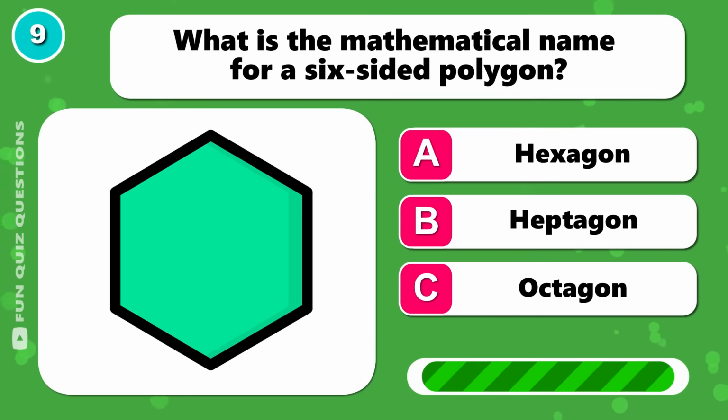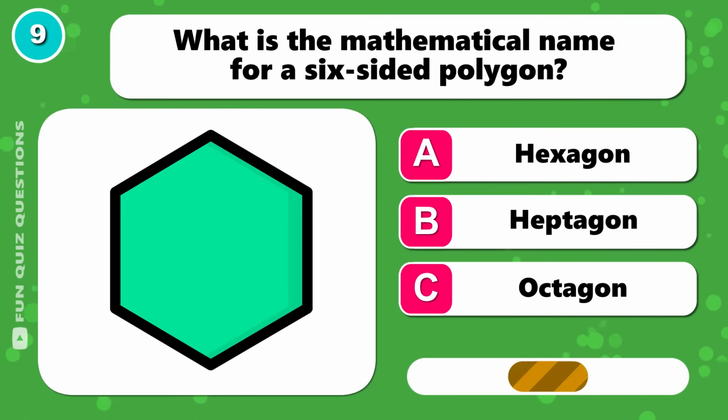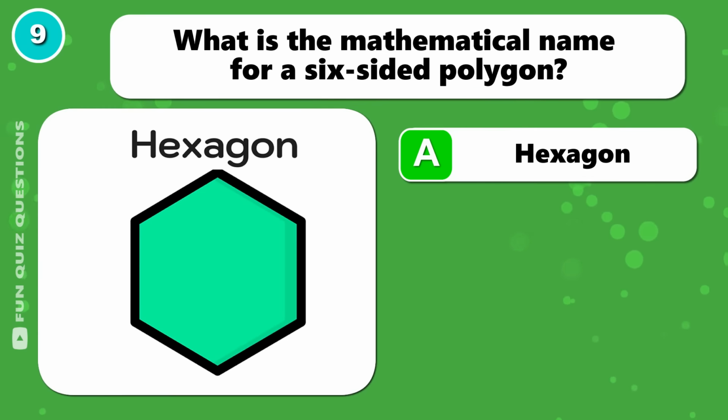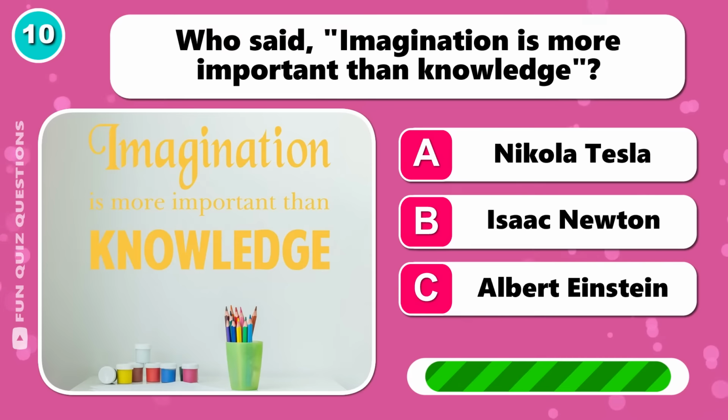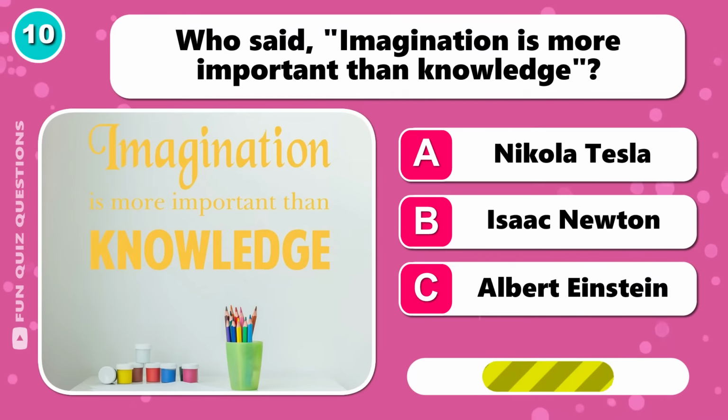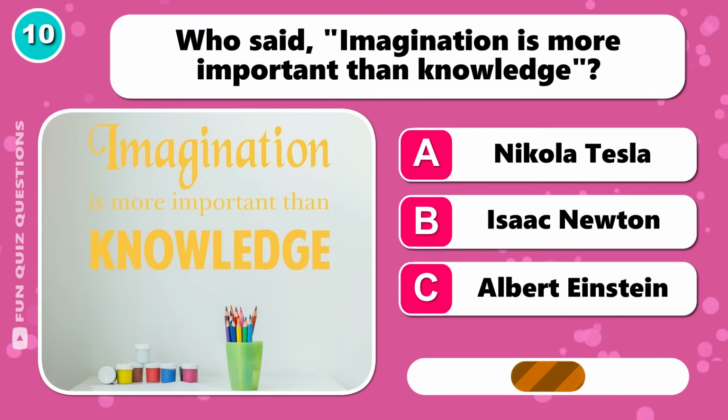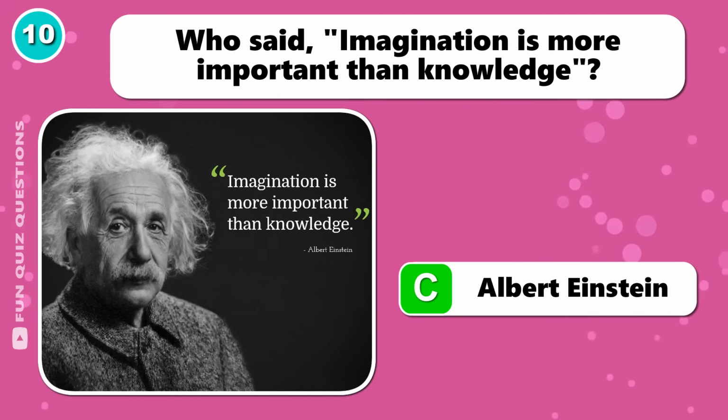What is the mathematical name for a six-sided polygon? It's A, hexagon. Who said imagination is more important than knowledge? It's C, Albert Einstein.